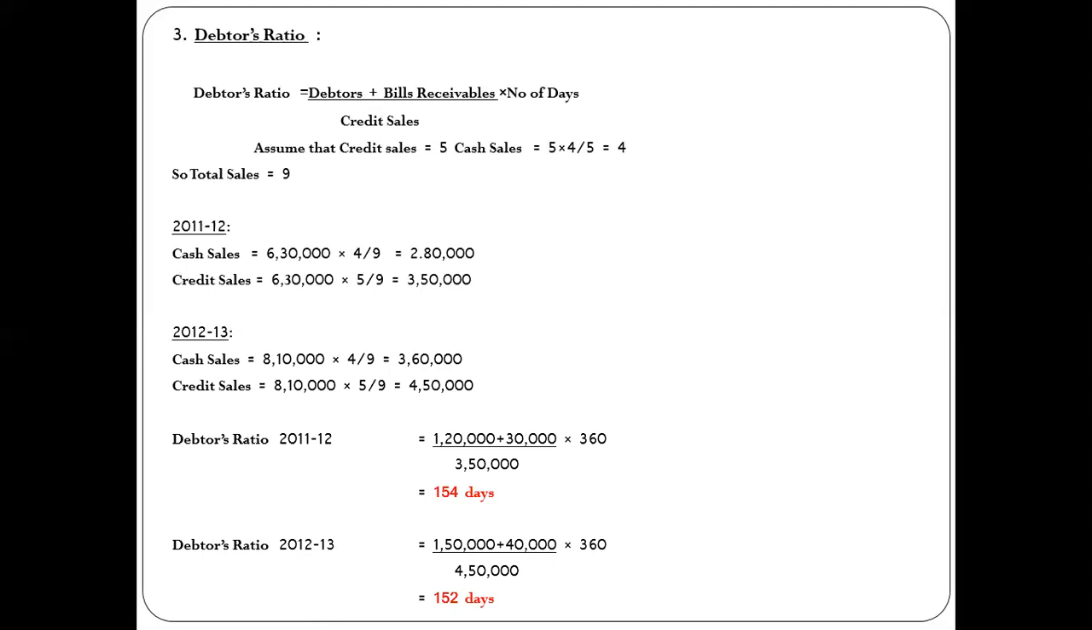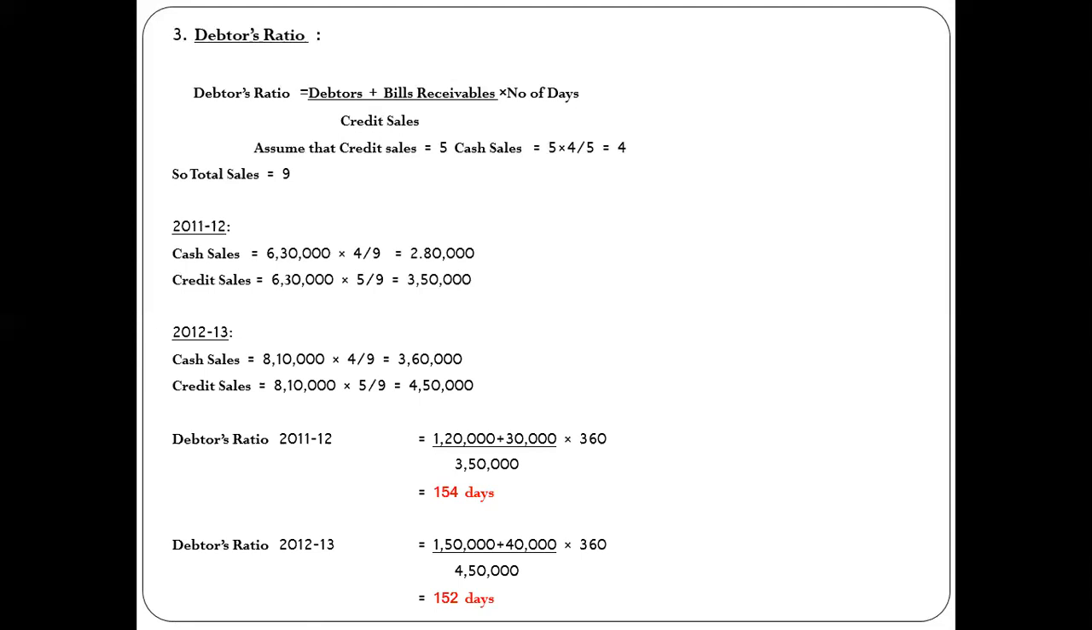So if there is any kind of information given which is proportionate between the credit and cash sales, we have to find out the credit and cash sales according to this formula, according to this assumption.